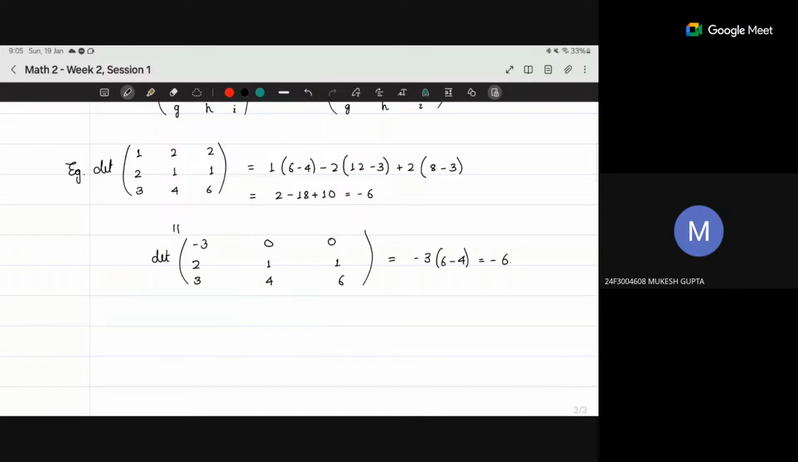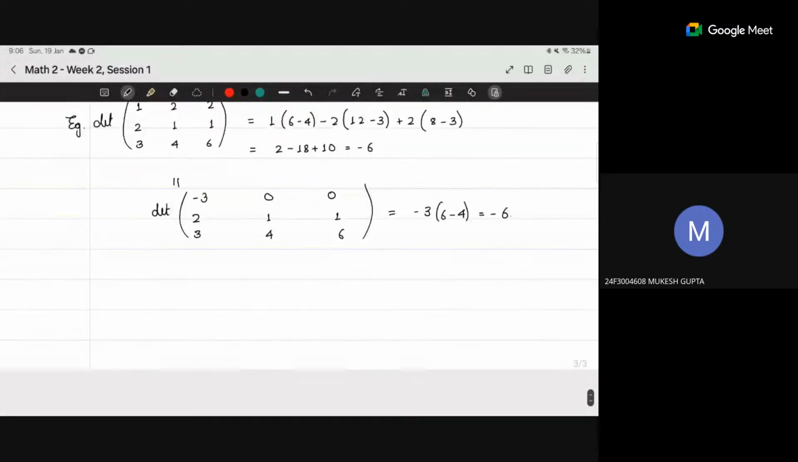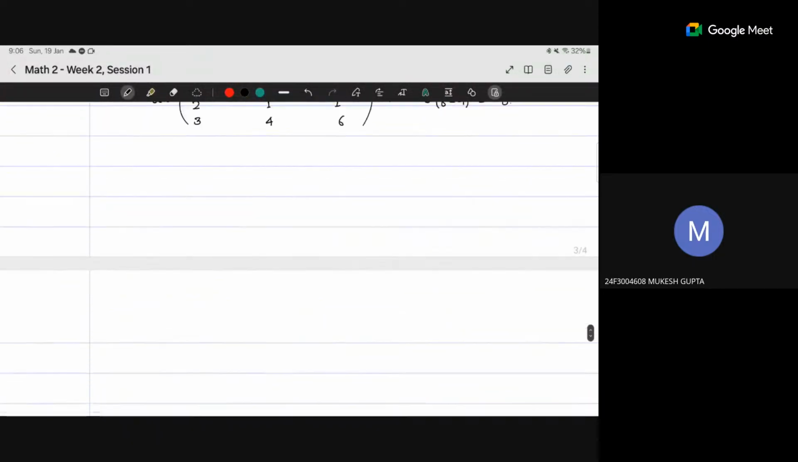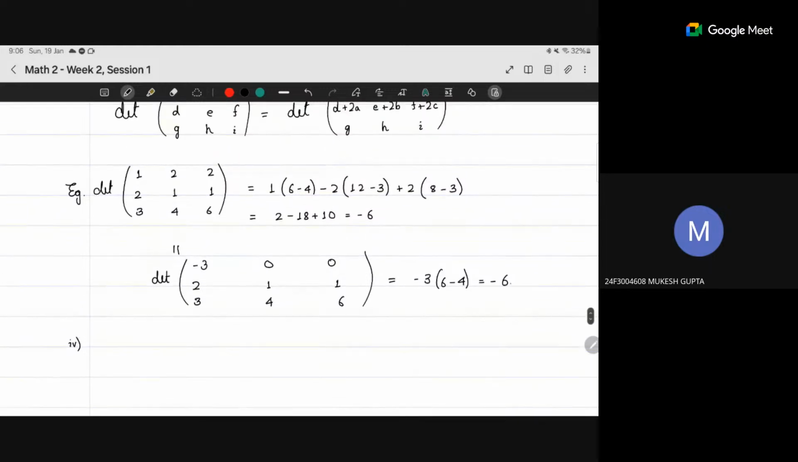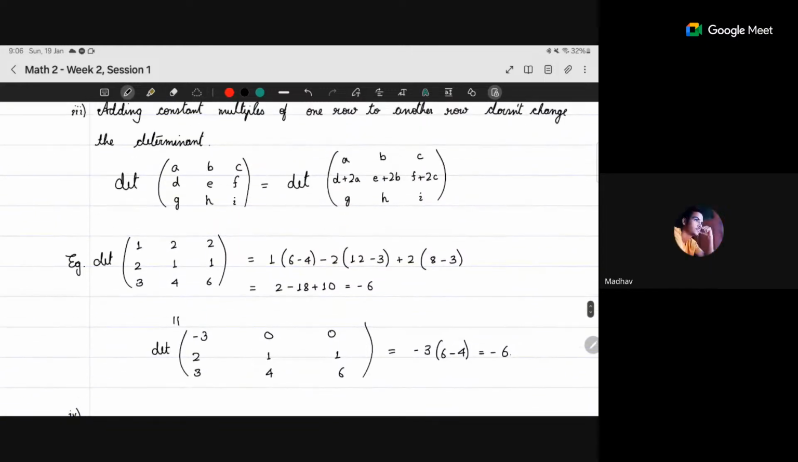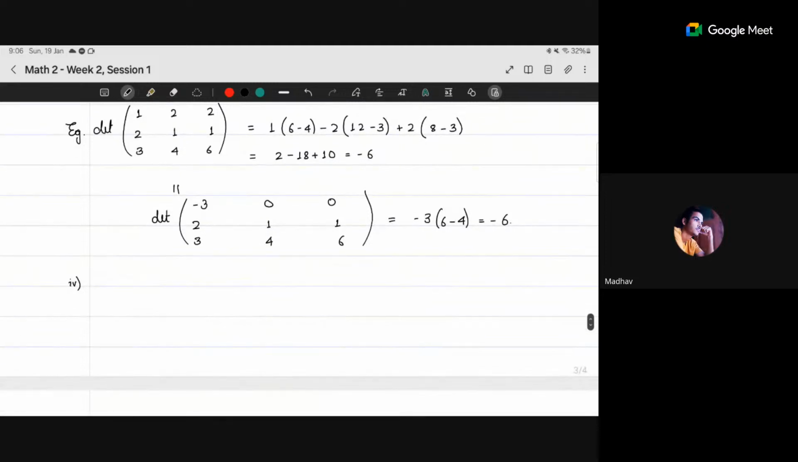So by adding constant multiples of one row to another, I have reduced the complexity of the computation. So these are things you should watch out for, just to do things a little more efficiently. And this is a property of a matrix which is pretty nice. And then the last property, I believe that's the last property. Any doubt?